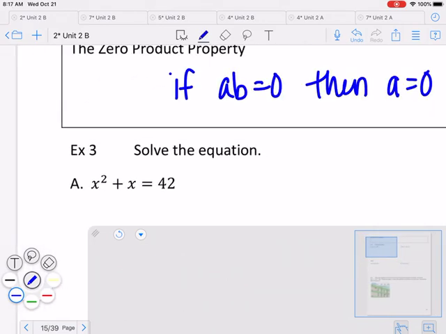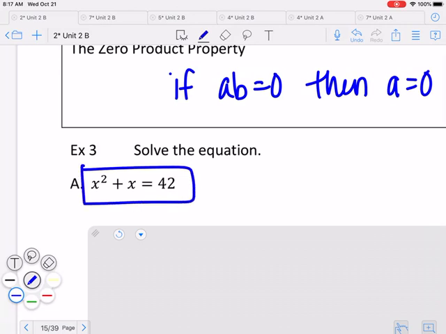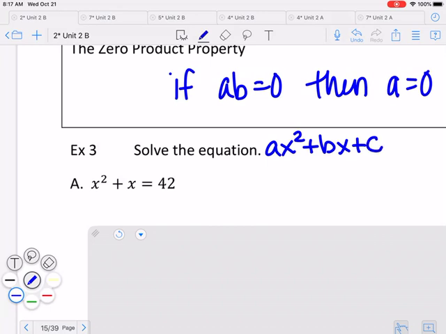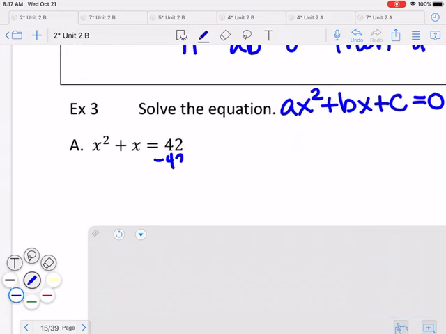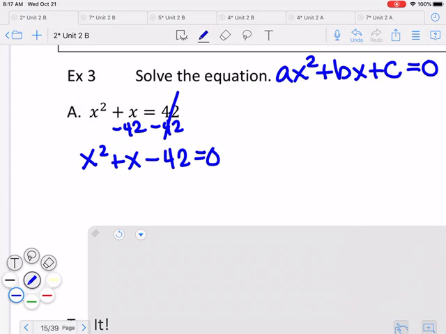But first I need to say, when we solve a quadratic equation, we have to put them into standard form first. ax squared plus bx plus c. I'm noticing this one is not equal to 0. Everything on the left-hand side equal to 0. So this one, I'm going to subtract the 42 over. So now x squared plus x minus 42 equals 0. And now it's in standard form, and now I can put it into factored form.